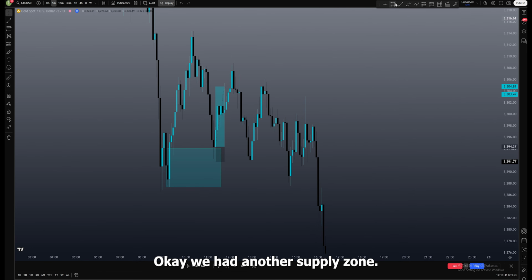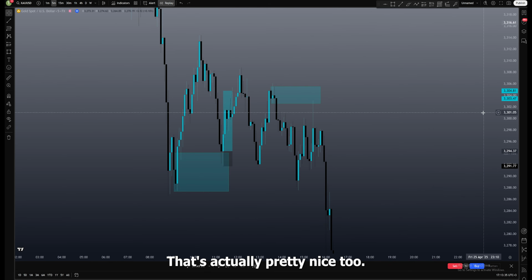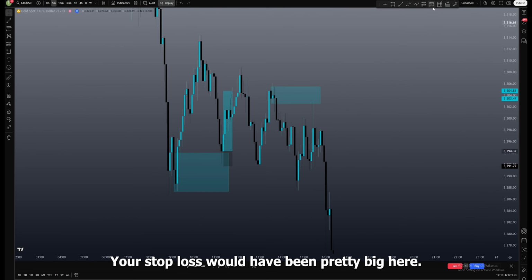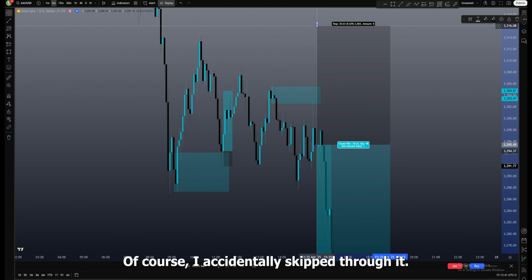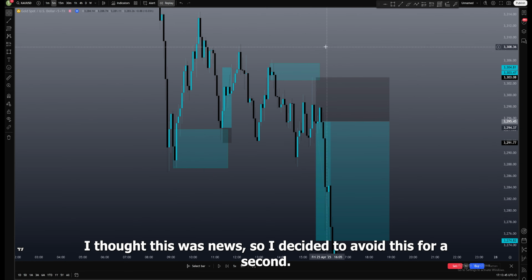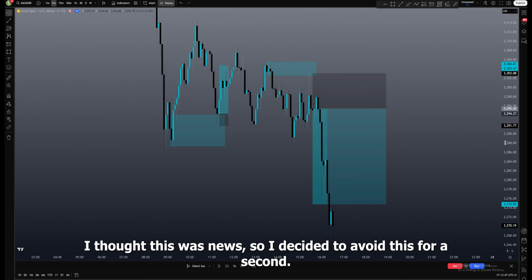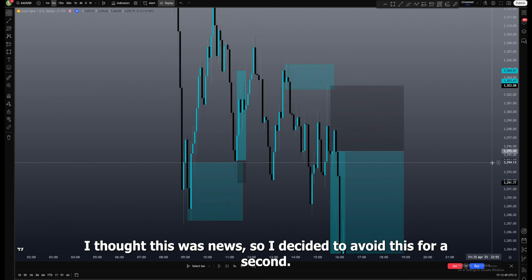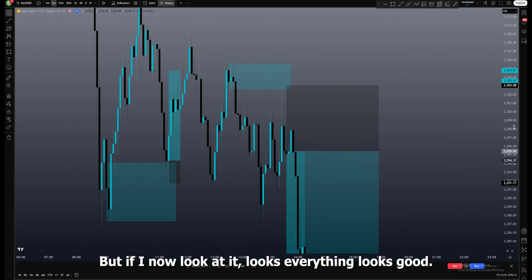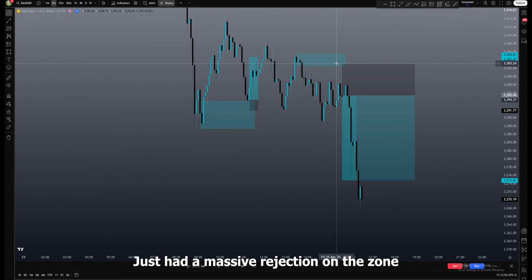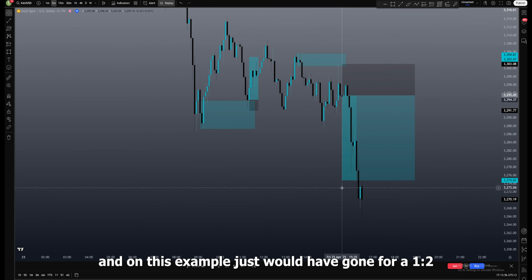Okay, we had another supply zone. That's actually pretty nice too. Your stop loss would have been pretty big over here. Of course, I accidentally skipped through it. I thought this was news, so I decided to avoid this for a second. But if I now look at it, everything looks good. Just had a massive rejection on the zone, and on this example, just would have gone for a 1 to 2.